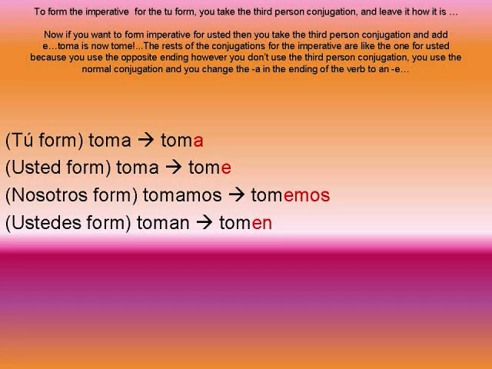The rest of the conjugations for the imperative are like the one for usted because you use the opposite ending. However, you don't use the third person conjugation. You use the normal conjugation of the verb form and you change the a in the ending of the verb to an e. For example, the tú form uses the third person singular, toma. The usted form takes the third person conjugation toma and you change the a to an e, tome. The nosotros form, tomamos, is now tomemos. The ustedes form is toman and changes to tomen.